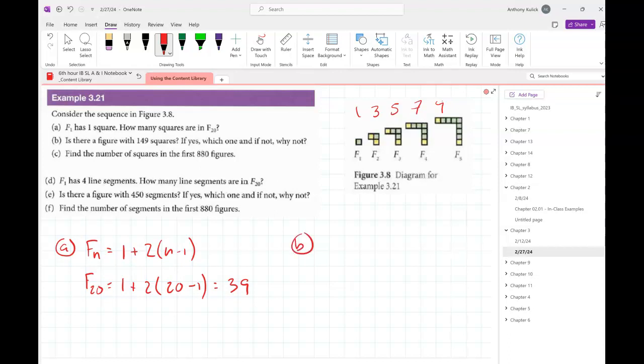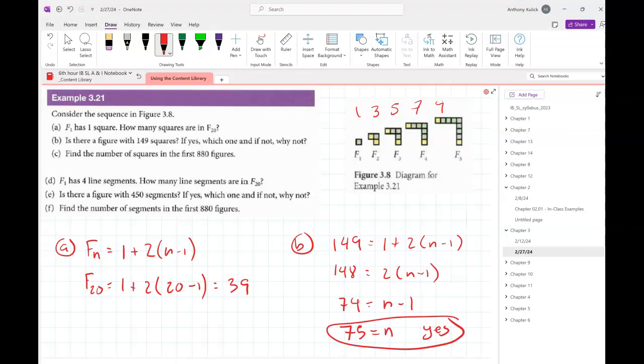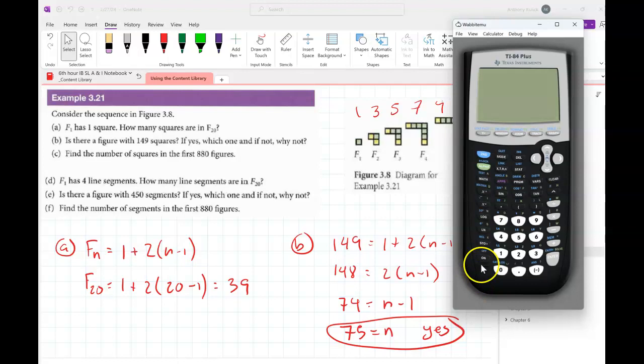Is there a figure with 149 squares? If so, which one? If not, why not? So I'm going to solve that for n. Yeah, it's the 75th one. Is that okay? What else could you have done if you didn't want to do the algebra? You brute force that thing through your calculator, right? You can just start with 1, and then you do plus 2, and just count till you get to 149. It stinks, but you can do it that way.